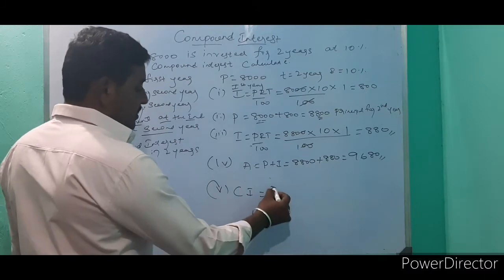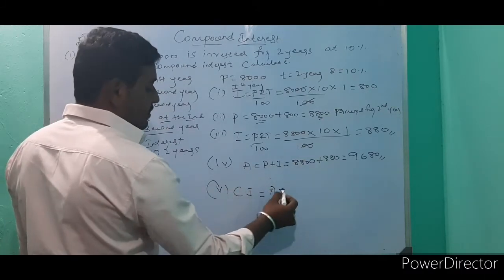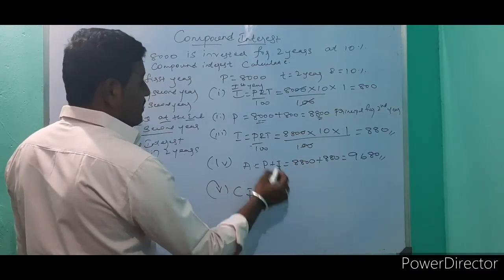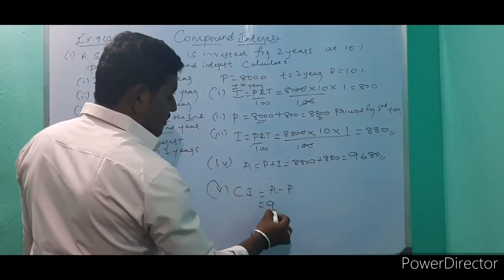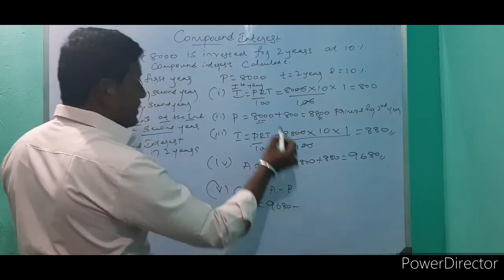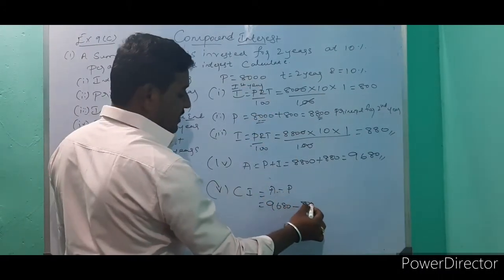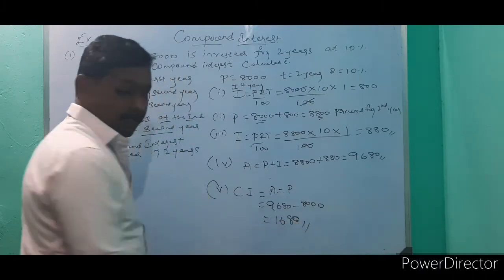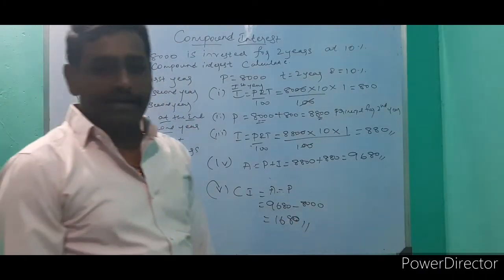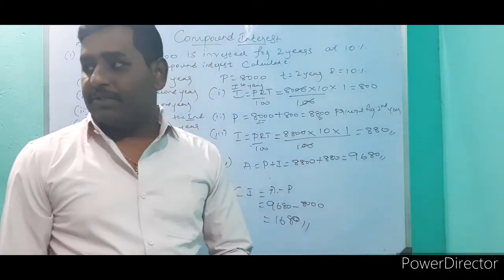Compound interest means the second year amount minus the principal amount. Second year amount is how much? 9,680 minus the principal for the first year, 8,000. So that is 1,680. That is 1,680.